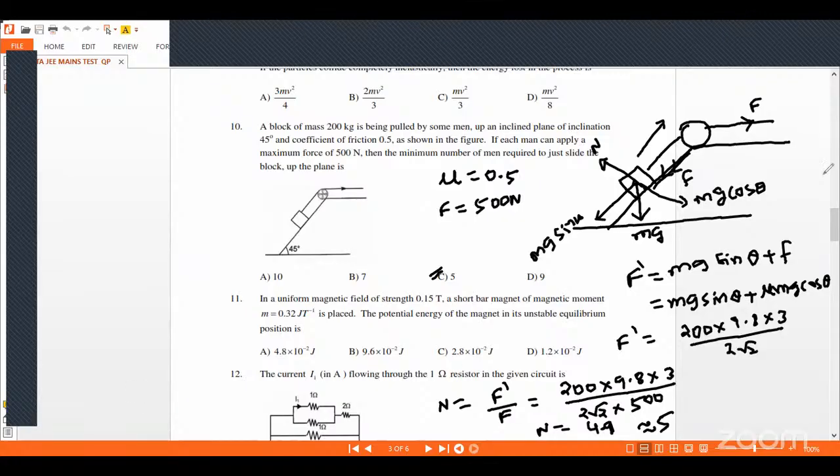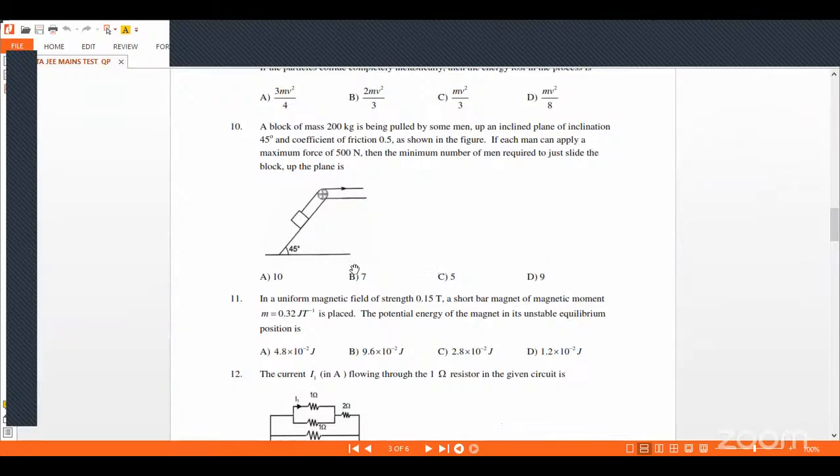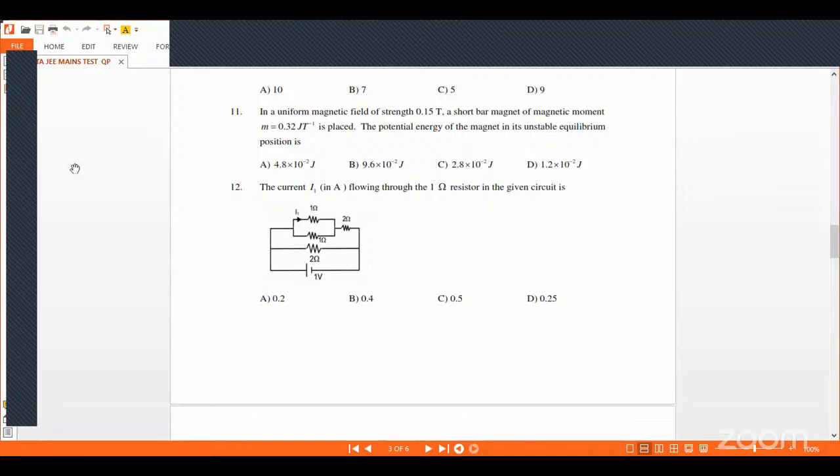Okay, fine. Next question. Next, the 11th one. In a uniform magnetic field of strength 0.15 Tesla, a short bar magnet of magnetic moment 0.32 joule per Tesla. Find the potential energy of the magnet in unstable equilibrium.